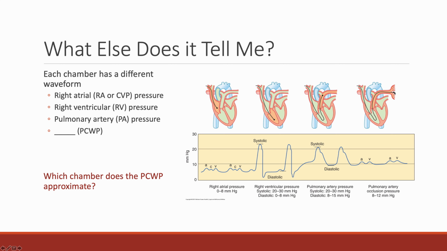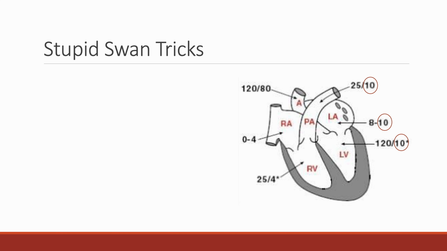So what do you think the pulmonary capillary wedge pressure really is? Well, it's really looking all the way through the pulmonary vasculature and seeing the left atrial pressures. That's what it is. So the pulmonary capillary wedge pressure is really the left atrial pressure. And that's a really cool thing if you think about it, but it gets even better than that.